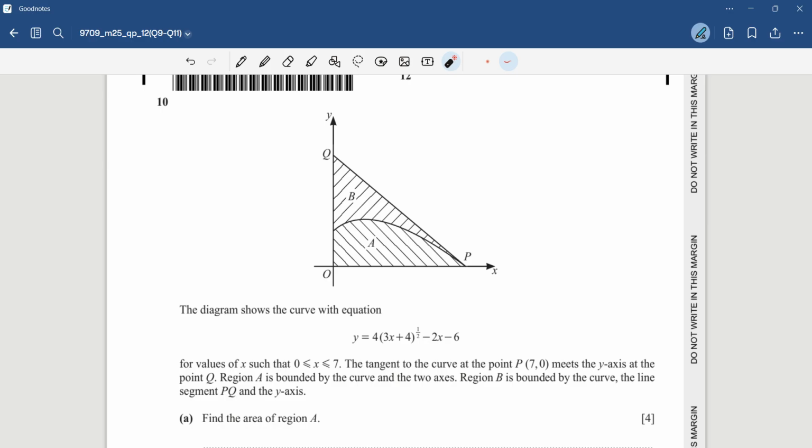The diagram shows the curve, and the tangent at point P (7, 0). Here this point is (7, 0), and the tangent meets the y-axis at a point Q. Find region A bounded by the curve and the two axes, and region B bounded by the curve and the line segment Q and the y-axis.